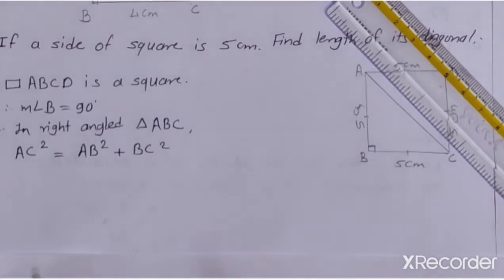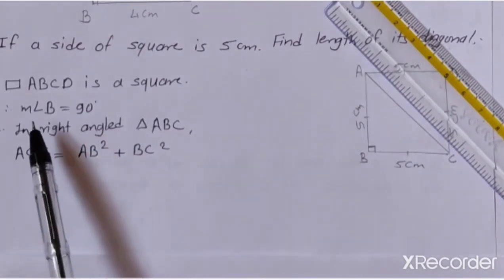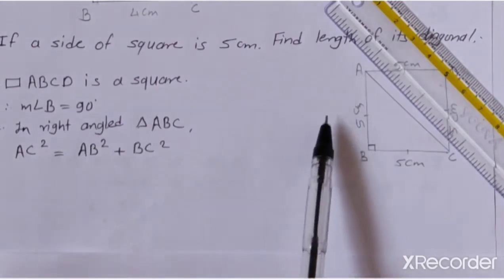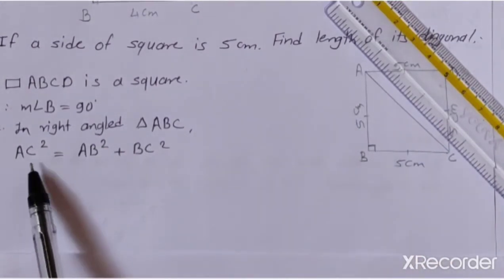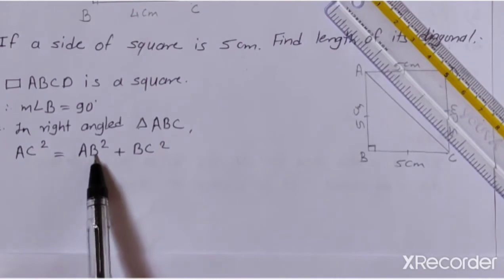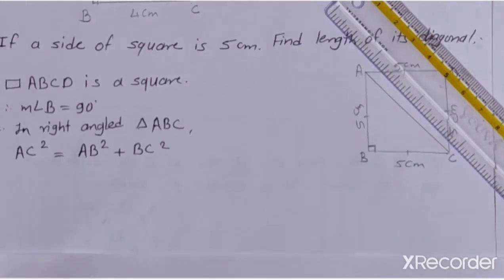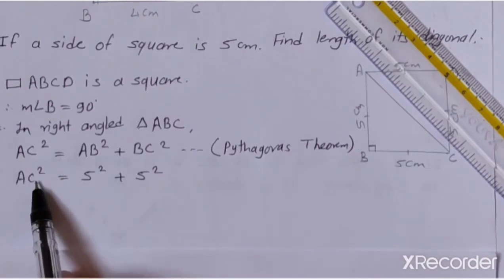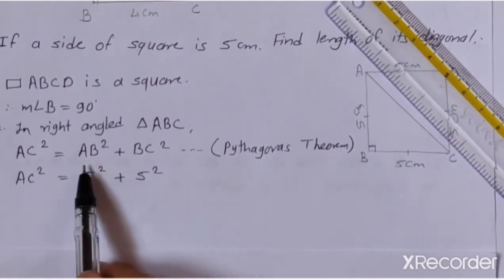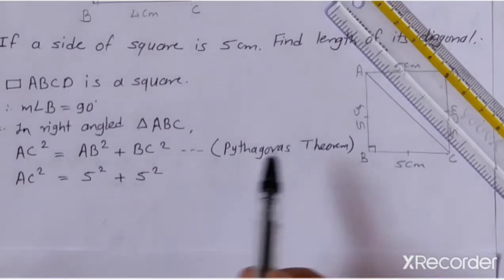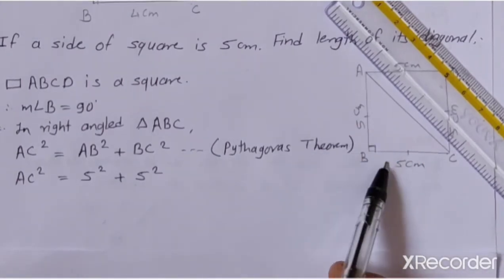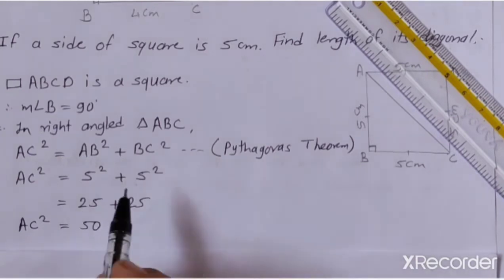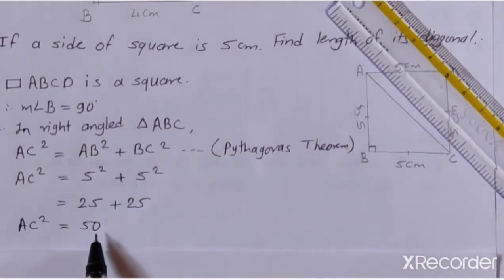This quadrilateral ABCD is a square. Therefore, the measure of angle B is equal to 90 degrees. In right angle triangle ABC, hypotenuse square is equal to side 1 square plus side 2 square, from Pythagoras theorem. Therefore, AC square will remain as it is. These are the values of sides from this figure. After solving the squares, we will get AC square is equal to 50.